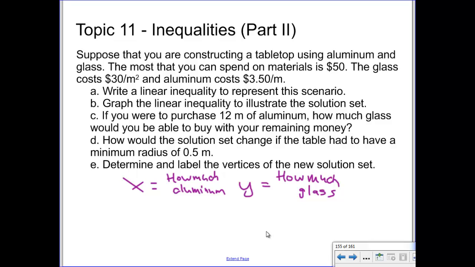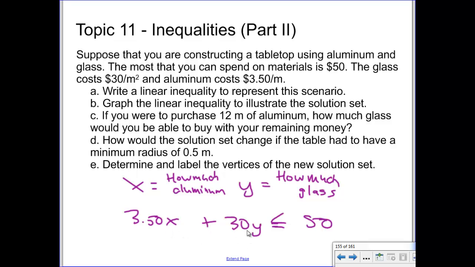Okay, how much does glass cost? Or let's start with aluminum. How much does aluminum cost? $3.50 for aluminum. So $3.50x plus how much does glass cost? 30 for y. It has to be less than or equal to 50. Does that make sense?